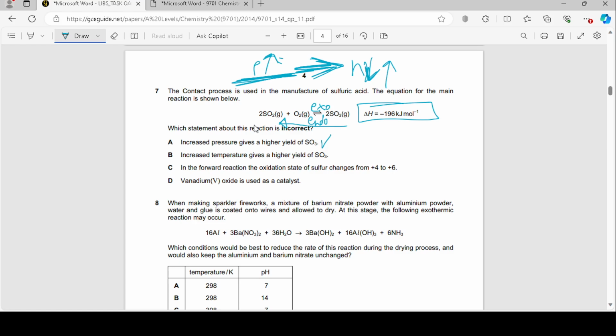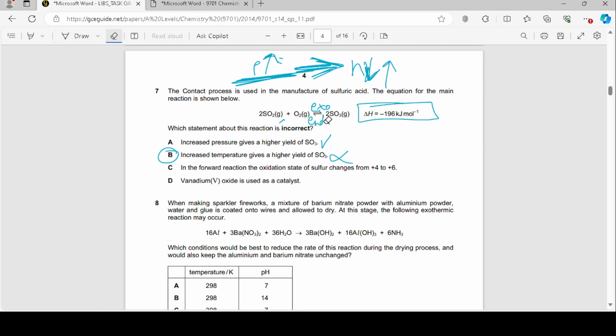And so that means that if increased temperature favors the backward reaction, then you get a lower yield of SO3 because you're breaking down the SO3 back into SO2 and O2, right? So that means that B seems to be incorrect then. So I'm going to say B is my answer, but we will also check options C and D. So let us do that.